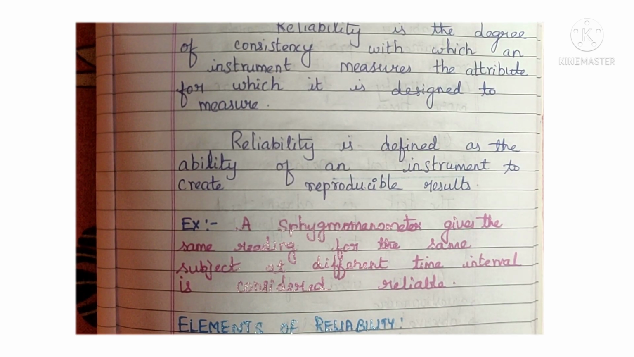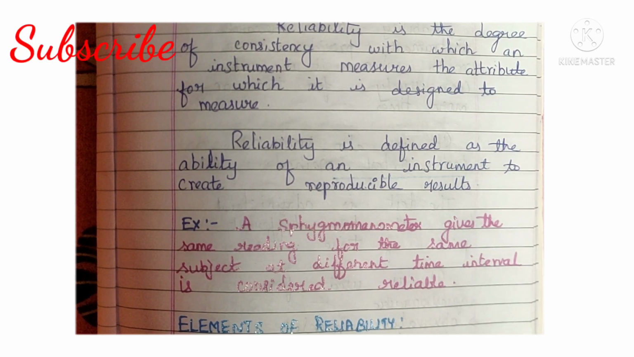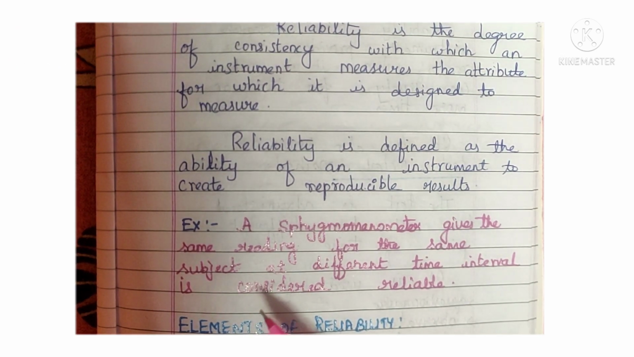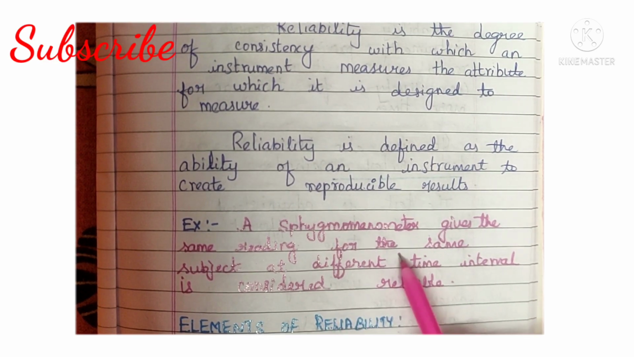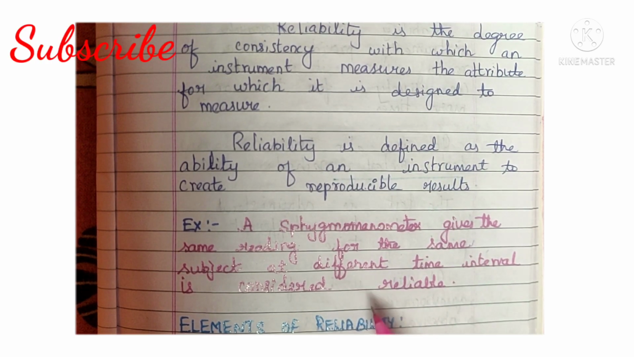The instrument you have taken for checking the BP is consistent and reliable because it is giving the same results. When is it not reliable? Suppose now we check and it is 120 by 80. After half an hour it shoots up to 180 by 160 without any pathology for the patient, and after another half an hour it comes down to 60 or 40 mm of Hg. Then it is not reliable; there is some problem with the instrument. That is what is called reliability. An example: a sphygmomanometer that gives the same reading for the same subject at different time intervals is considered reliable.